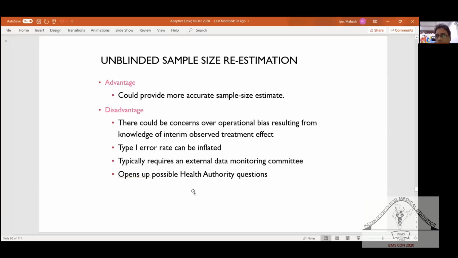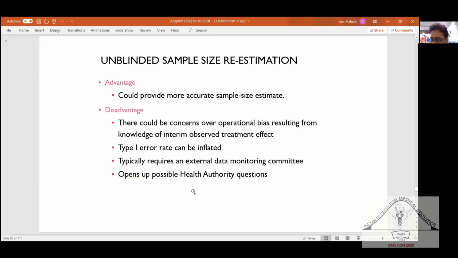But by looking at the data twice, there is a type 1 error inflation, and we can fix the type 1 error inflation. That's the reason this unblinded sample size re-estimation is really not done very often, because the health authorities don't like it.